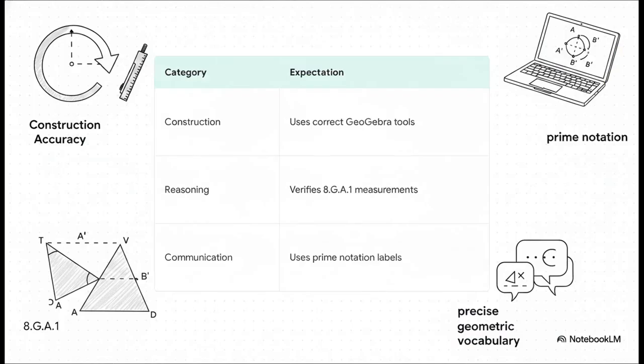This 3-part rubric basically covers the core of your grade. First, construction accuracy. Did you actually use the software tools correctly to perform that 90-degree counterclockwise rotation? Second, reasoning. Did you use the 8.G.A.1 standard to prove your segment lengths and angles stayed exactly the same? And third, communication. Did you use precise geometric vocabulary and flawless prime notation?